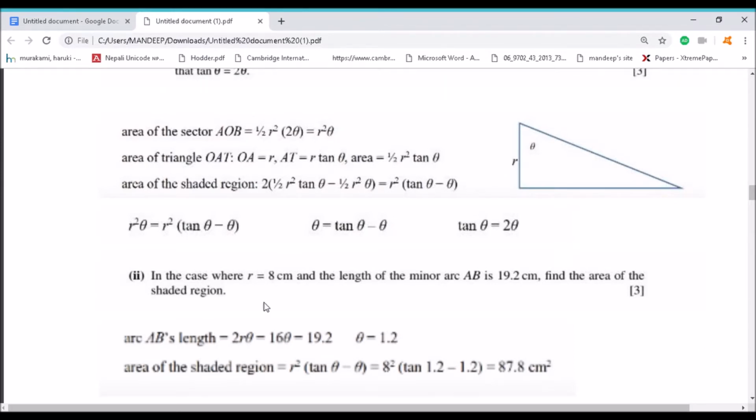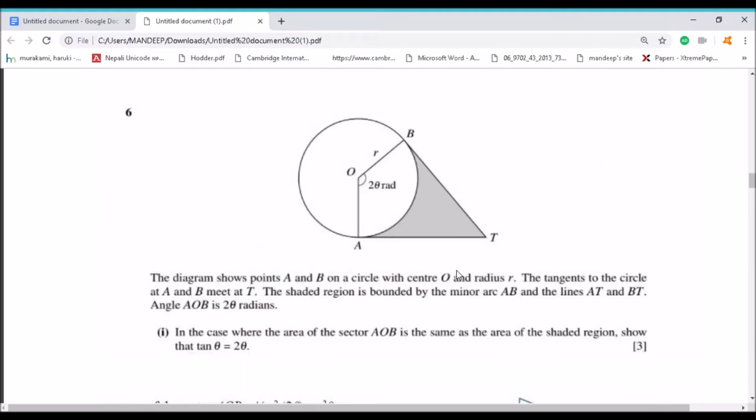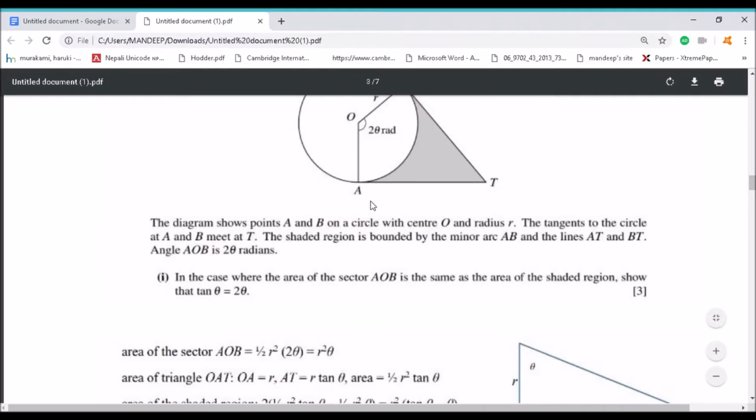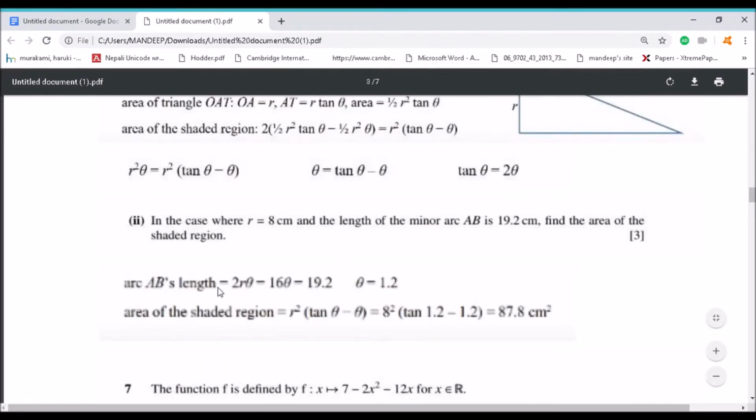First find the length of arc AB. So the length of arc AB is going to be 2r theta. We have r is 8, so 2 times 8 times theta will be 16 theta. 16 theta equals 19.2 centimeters, so theta equals 1.2.